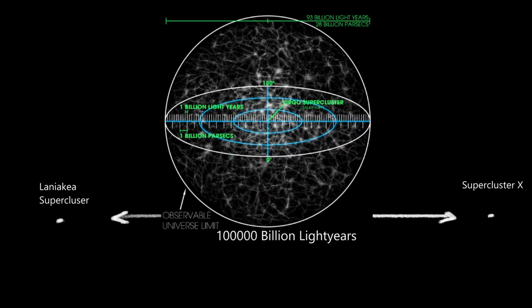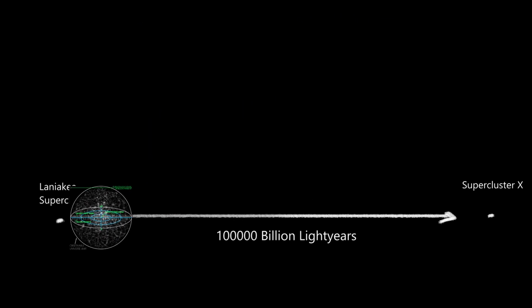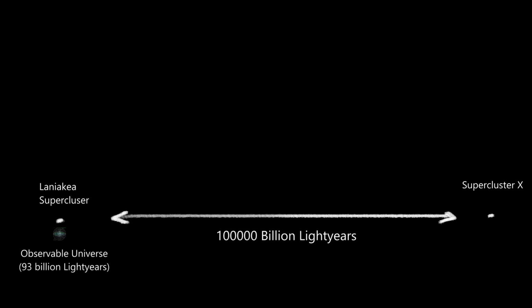If a person is inside a supercluster that is 100,000 billion light-years away from the Laniakea supercluster, far beyond the perimeter of 93 billion light-years of the current model of the observable universe, that person should be able to tell where the abduction took place in relation to his or her own location.